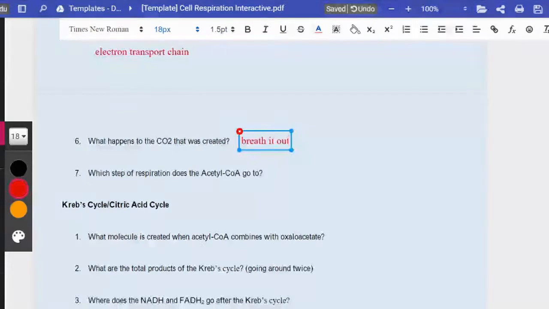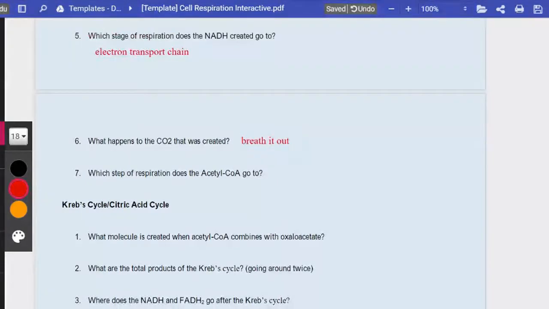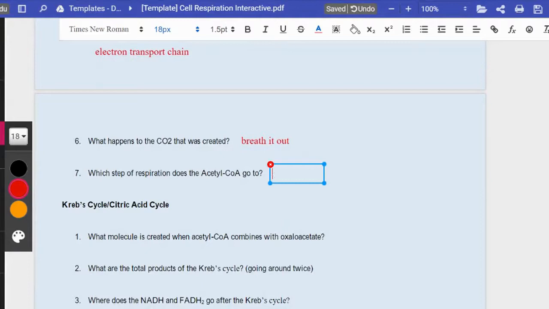Which step of respiration does acetyl-CoA go to? It's going to go to the third step called the Krebs cycle, named after Hans Krebs. And if you can invent or discover some cycle in biology, hey, you can name it after yourself.